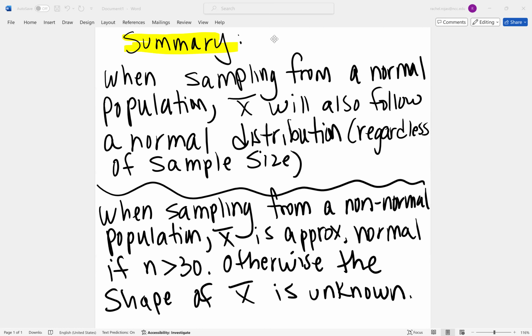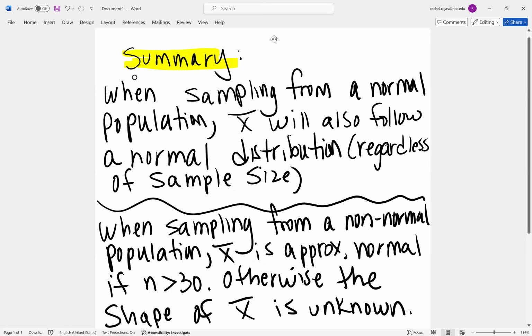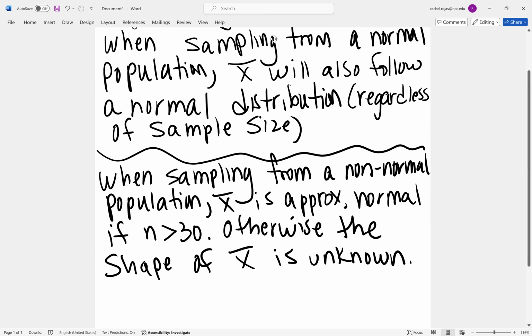The other theorem says that when sampling from a non-normal population, X bar is approximately normal only if N is bigger than 30. So as long as we sample from a normal population, it doesn't matter about sample size. X bar is going to be normal. But if we sample from a non-normal population, X bar is only going to be approximately normal if N is bigger than 30. Otherwise, we say that the shape of X bar is unknown.